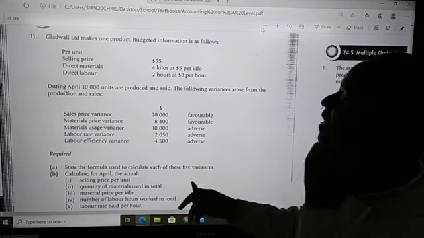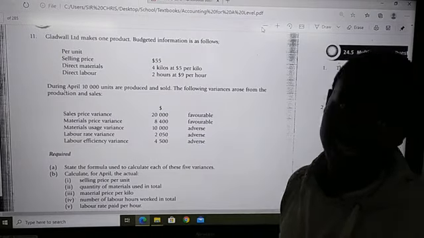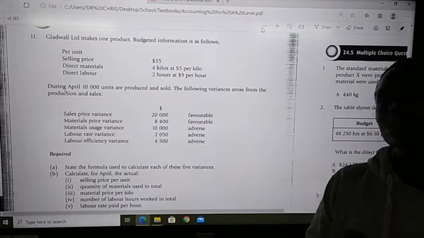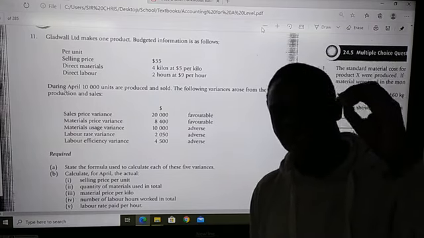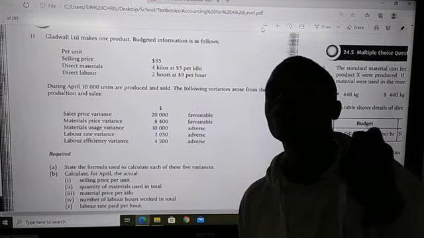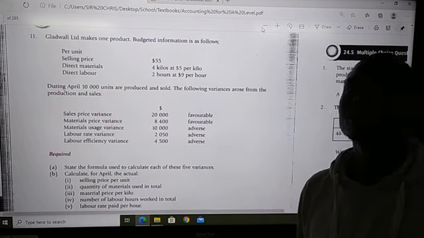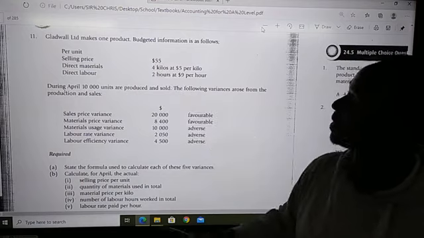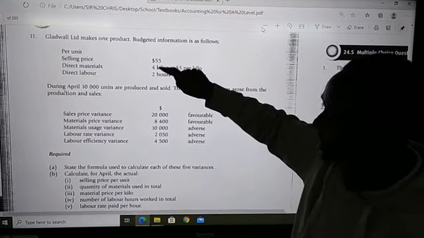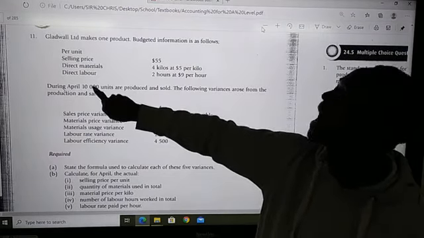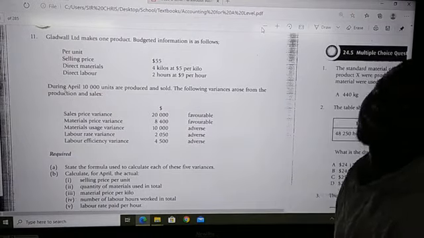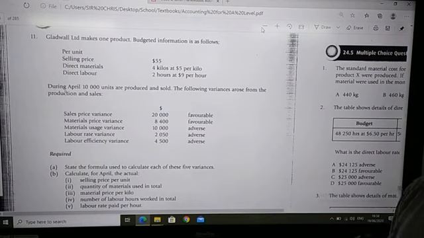So here our standard quantity, we don't have the standard quantity. Remember we said when the standard quantity, for you to calculate it, it's a budgeted quantity of material to produce 1 unit times actual output. So here our direct material, we need 4 kilos. Then these 4 kilos, we multiply by the actual units produced, that's 10,000. So it's 4 times 10,000, that's 40,000.